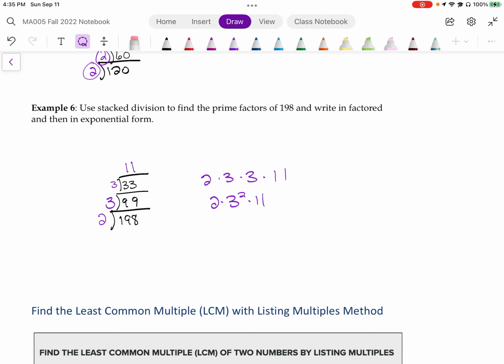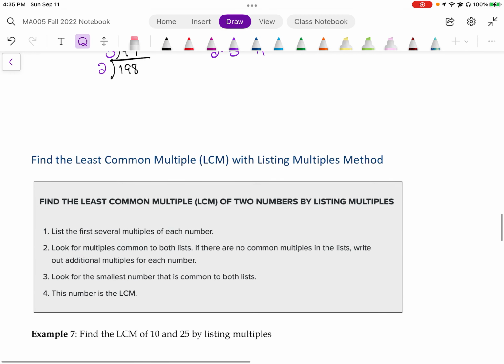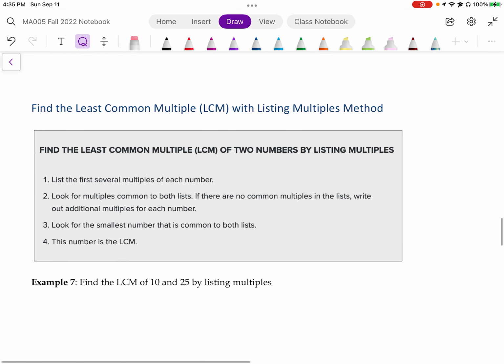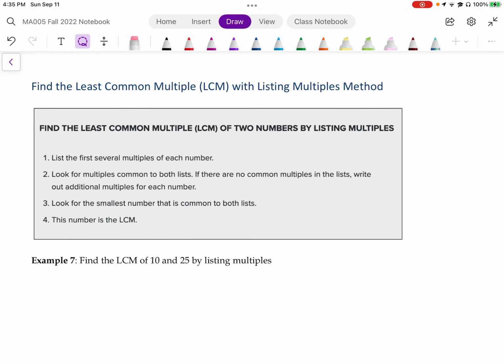There we go. All right, so finding the least common multiple with the listing multiples method. All right, so this is one method. It doesn't work very well when you have two numbers that are very different from each other and you end up having to list like 20 multiples. It is a drag. So this is one way of doing it. So let's try it. So we've got 10 and we've got 25. So sometimes you don't have to list very many. So we'll see 10, the multiples of 10.